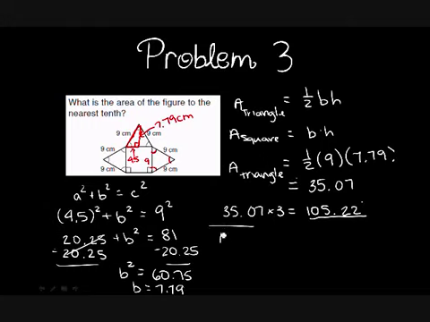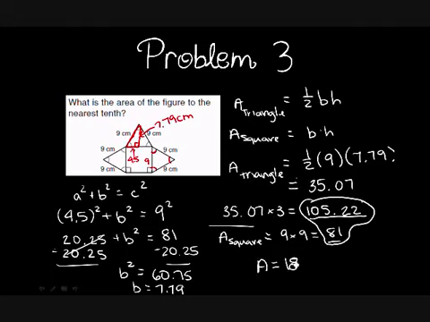And then if we do our square, the sides are all 9 because the triangles have a base of 9, so that has to be the same as the square. So we have 9 times 9 equals 81. And we're just going to add these two numbers together, and we get as our total area 186.22, and that's our answer. There you go.